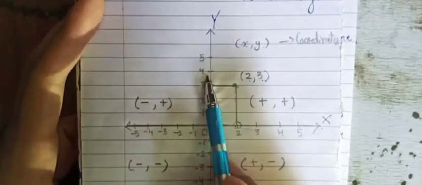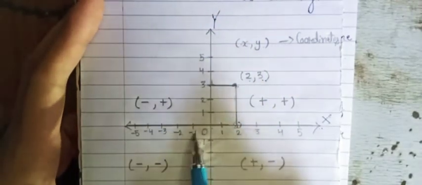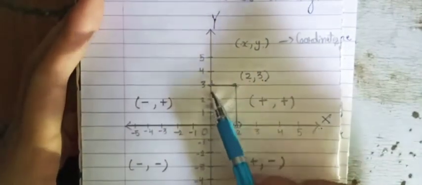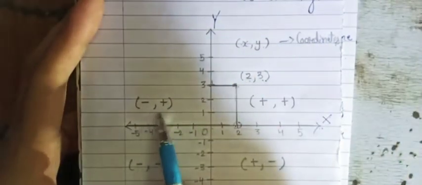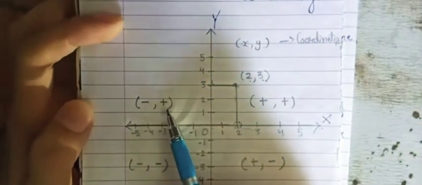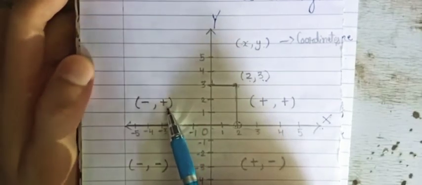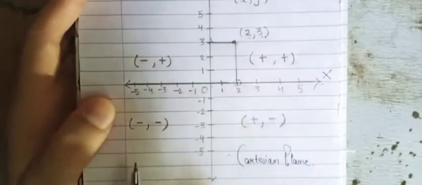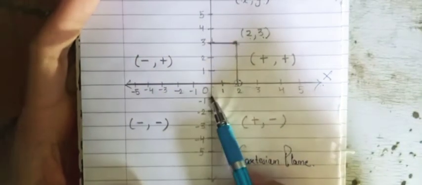Now in the second quadrant, the x-coordinate is negative and the y-coordinate is positive. You can see here -1, -2, -3, -4, and here 1, 2, 3, 4, 5. So here I have written minus, plus. That means the coordinate of the x-axis will be negative and the coordinate of the y-axis will be positive. Similarly, in the third quadrant, both the coordinates are negative. The x-coordinates are -1, -2, -3, -4, -5, and the y-coordinates are also negative in the third quadrant. This one is first, this one is second, this is third, and this one is fourth.